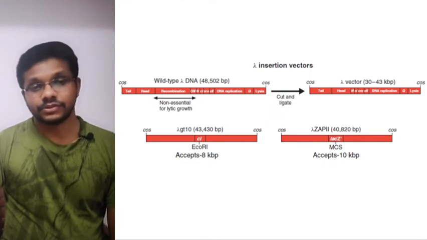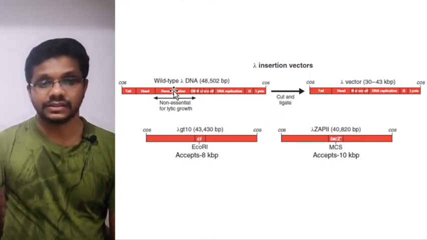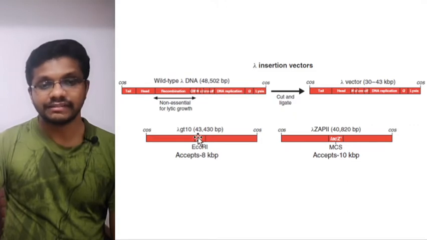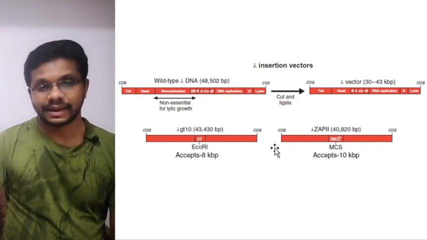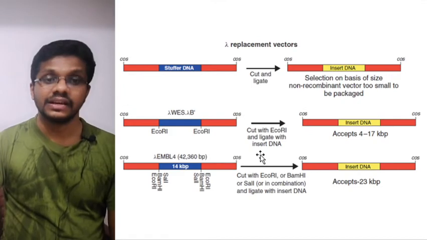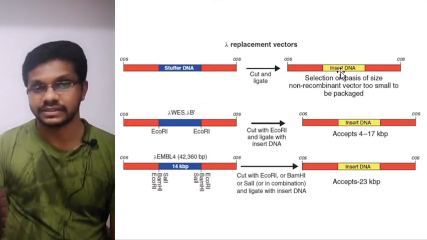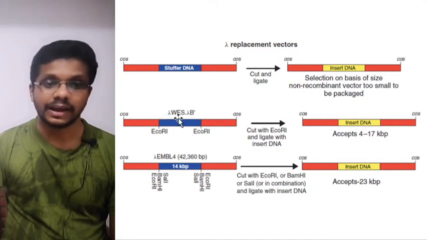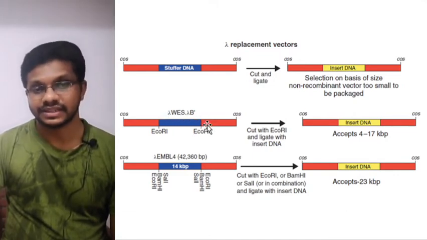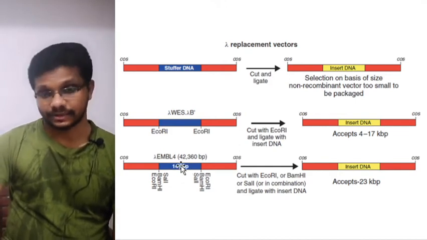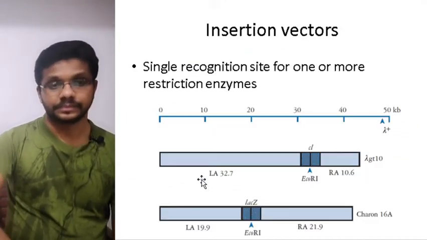Here are some examples of insertional vectors. Wild type phage can be used. Another one is lambda gt10, then lambda SAP2. These are insertional vectors. And we have replacement vectors. Here you can see the stuffer fragment is being replaced by the DNA insert. Lambda B1 is an example, and more commonly lambda EMBL4 is an example of the replacement vectors.